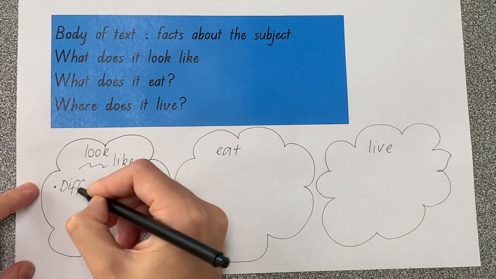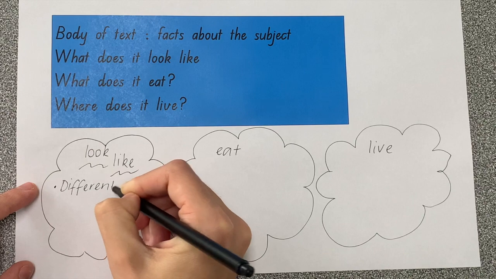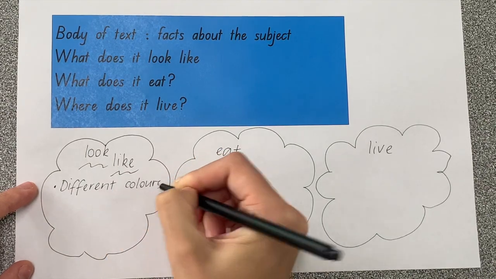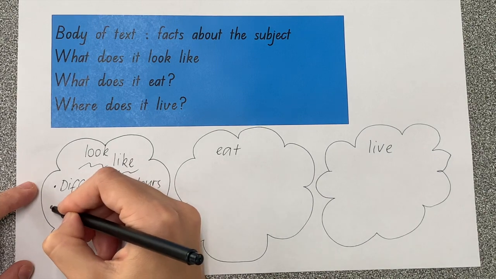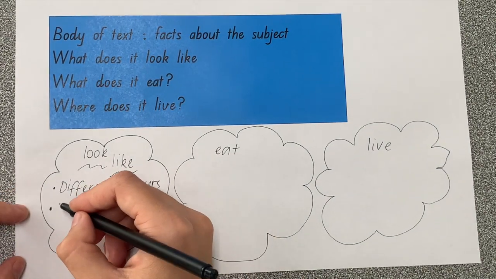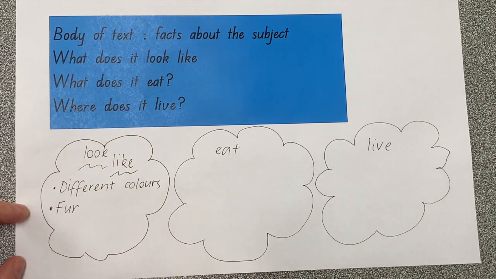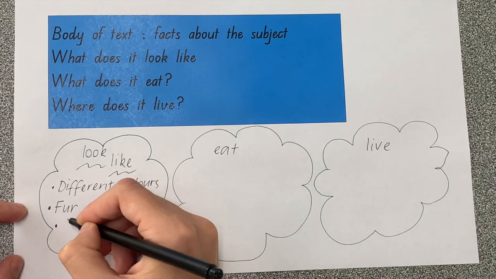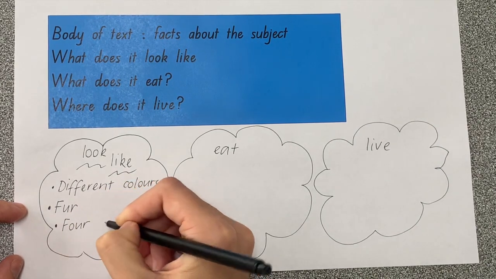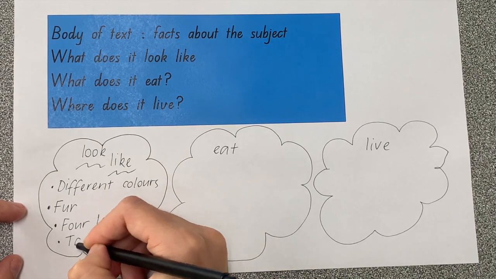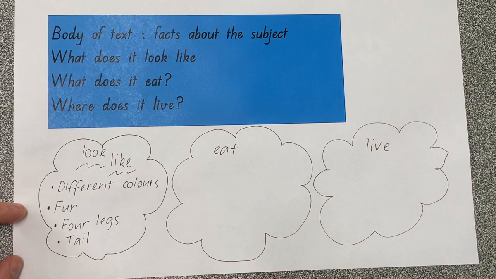I know that lots of dogs look different, and dogs can be all different shapes and sizes or colours. So in the looks like bubble I've written different colours. I also know that dogs have fur. Some dogs' fur is long, some dogs' fur is short, so I've written fur. I also know that dogs have 4 legs and a tail.